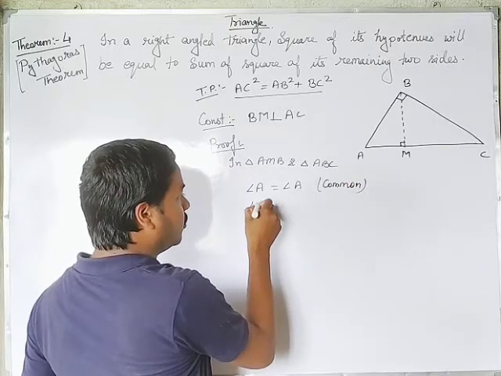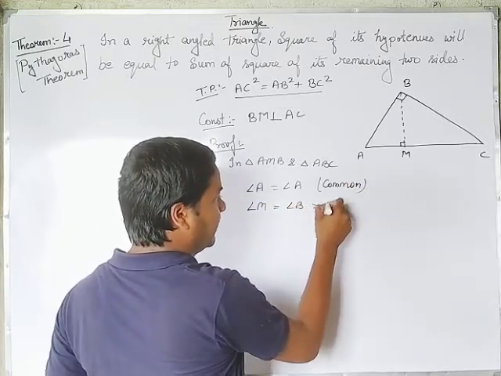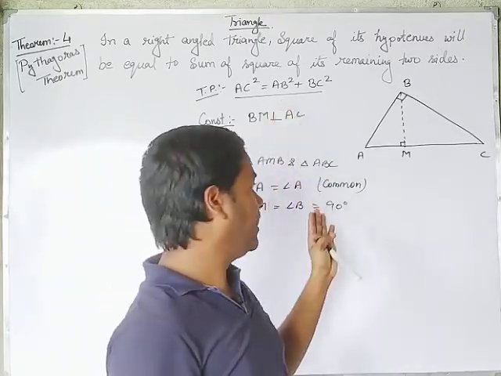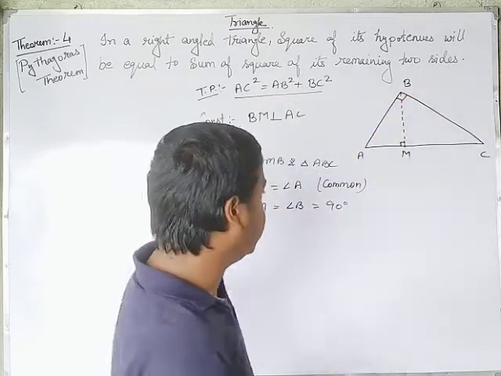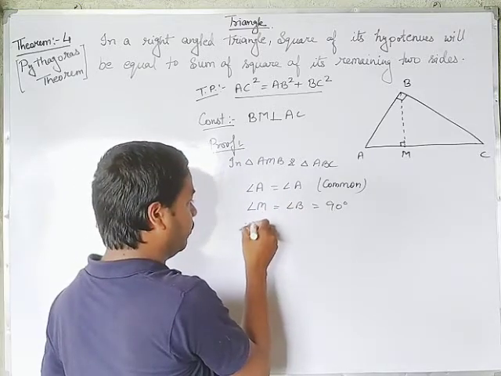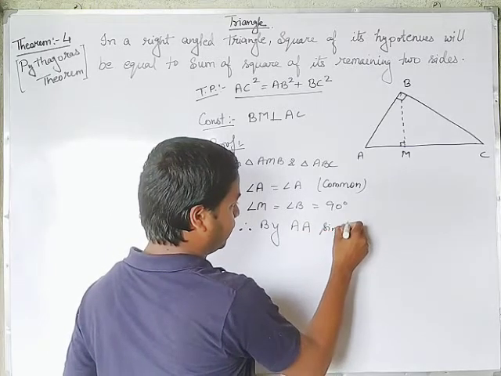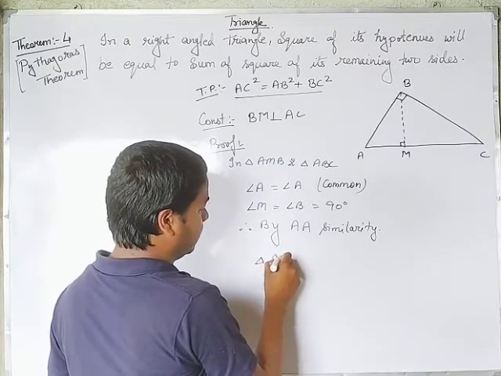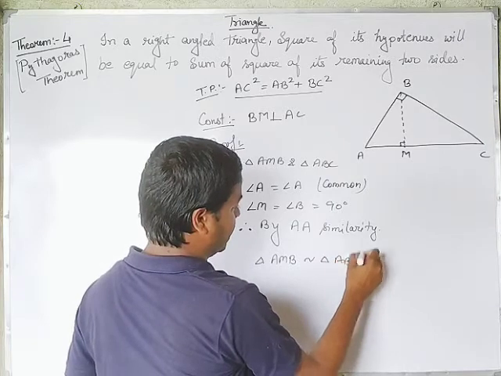Now one more thing, for the small triangle angle M and for the big triangle angle B, that is equal to 90 degree. Angle M I had drawn as a construction, and angle B is given in the question itself that it is 90 degree. So there are two angles equal. So what can we write? Therefore, by angle similarity, triangle AMB is similar to triangle ABC.